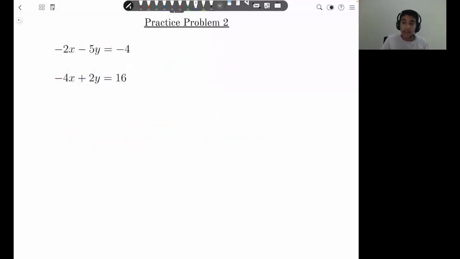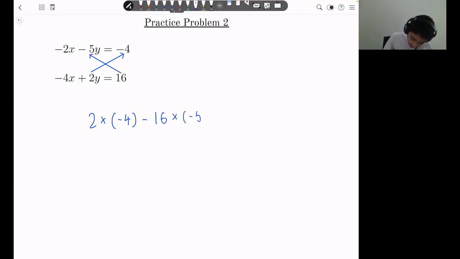Now let's use the same technique on a problem that involves negatives. So again, we take the product of the middle number and the number diagonally across. So 2 times, remember, it's a negative, but we have to include the negative sign. So it's still going to be 2 times negative 4. Minus 16 times negative 5. And don't forget to include the negative, because the negative is still part of the coefficient of y.